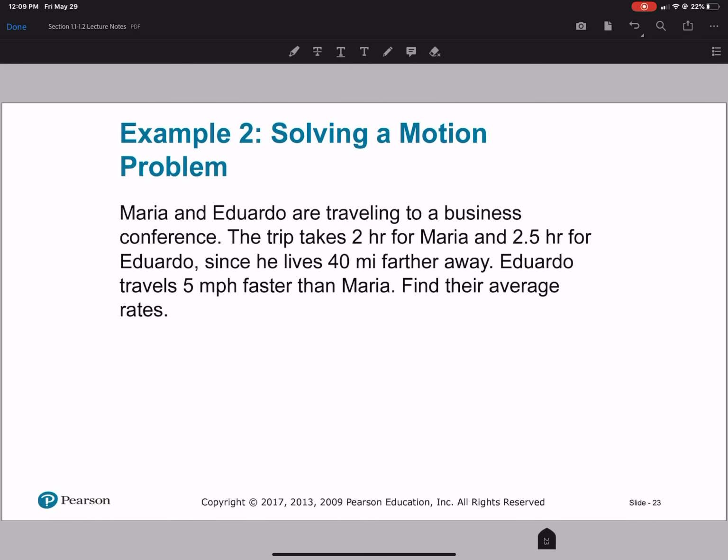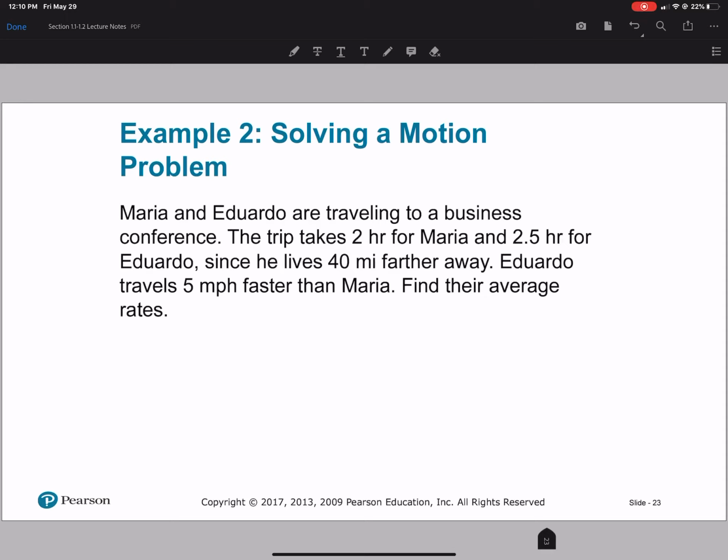We have another example. Maria and Eduardo are traveling to a business conference. The trip takes 2 hours for Maria, and it takes 2.5 hours for Eduardo since he lives 40 miles further away. Eduardo travels 5 miles per hour faster than Maria. Find their average rates.